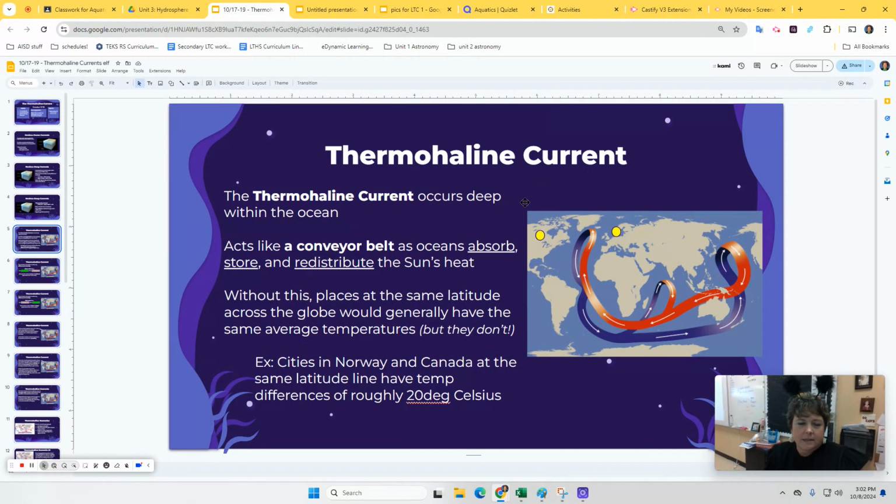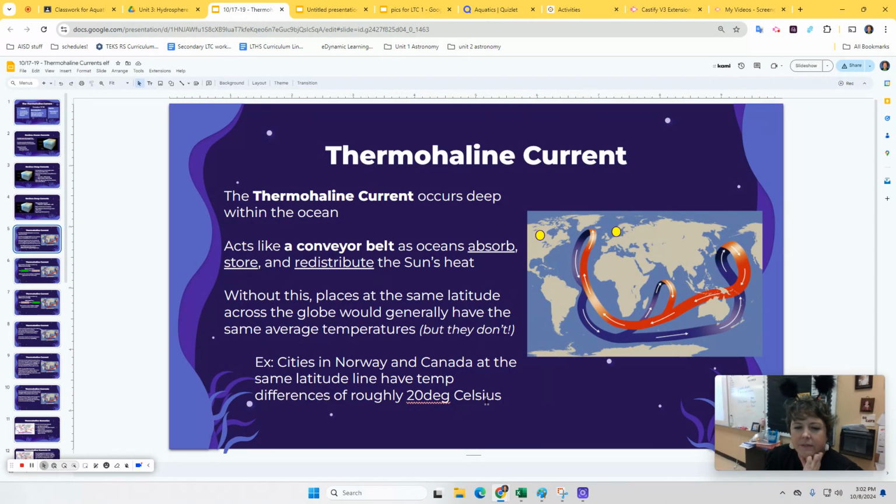Thermohaline current occurs deep within the ocean. This is a picture of it. It acts like a conveyor belt as the ocean absorbs, stores, and redistributes heat from the sun. Without this, places at the same latitude would have the same temperature, but they don't. The example here is Norway and Canada.